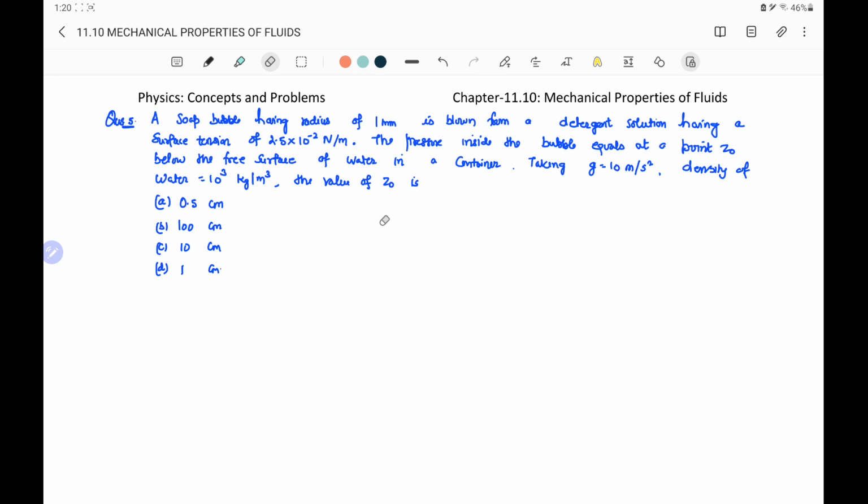For soap bubble, we know that pressure inside the bubble minus pressure outside, this pressure difference is equal to 4T by R, where T is the surface tension and R is the radius of the soap bubble. This implies that, as per question, this pressure inside the bubble is equal to the pressure at a depth Z0 from the free surface of the water. So we can write it is the atmospheric pressure plus rho g into height Z0. So we can write it is P0 plus rho g Z0.